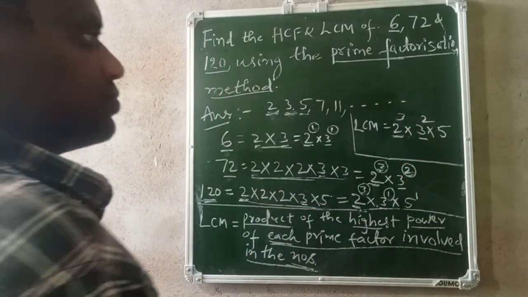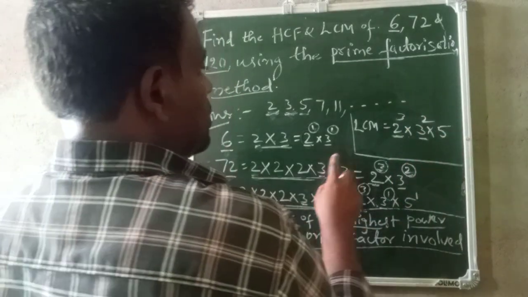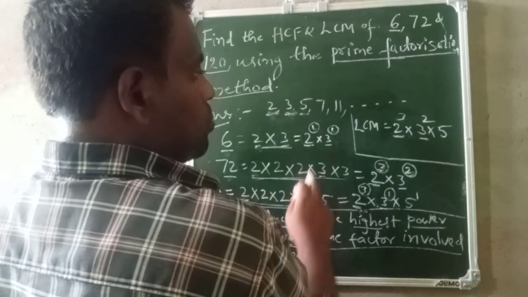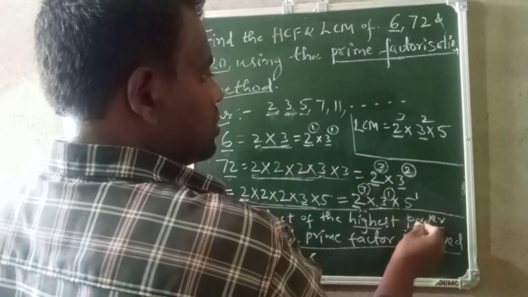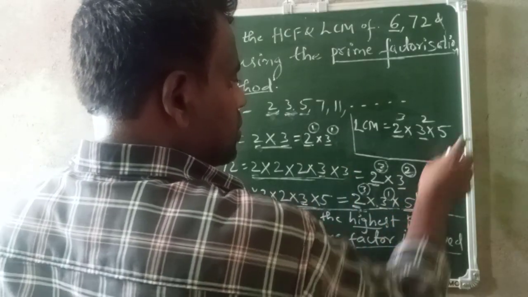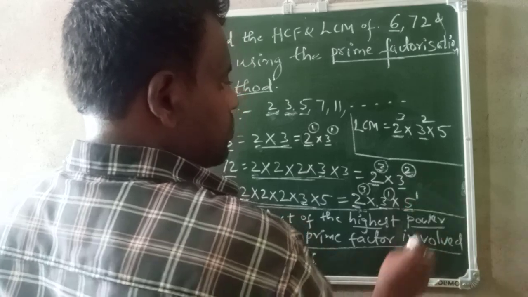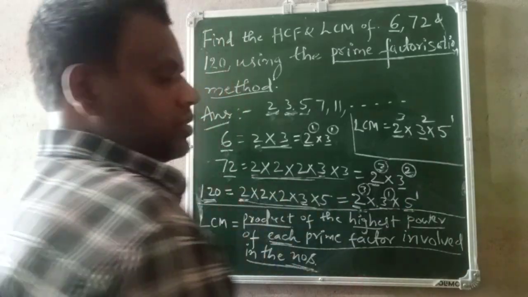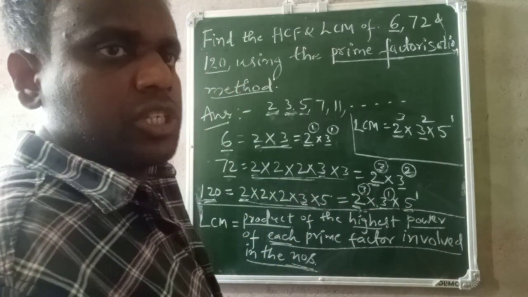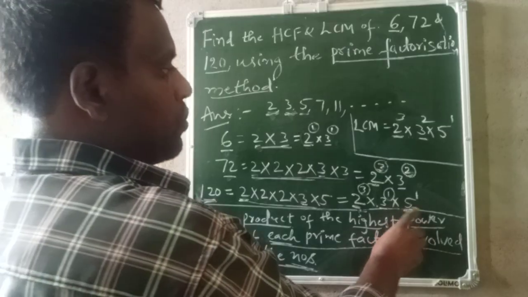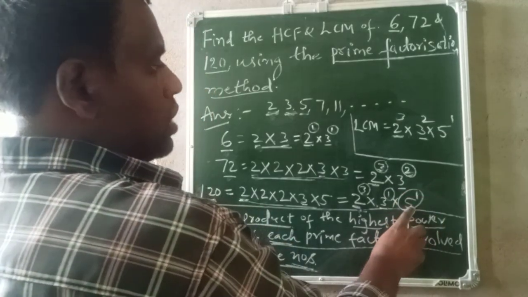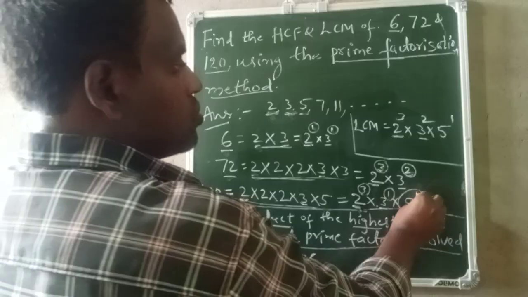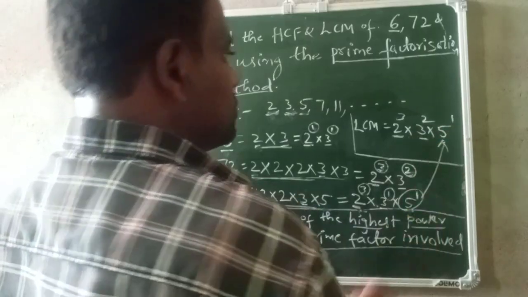So like that. Next 5 is there. Here no 5, no problem. Here also no 5. There is only 1 5 and power also 1 is there. So write that. There is no other 5 to compare which power is bigger. There is only 1 5. Since only 1 5 with power 1 is there, so same thing you write here.